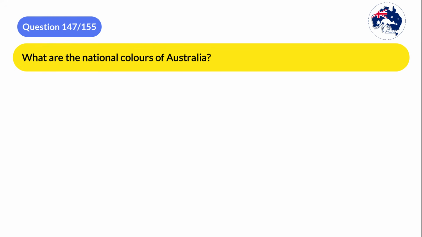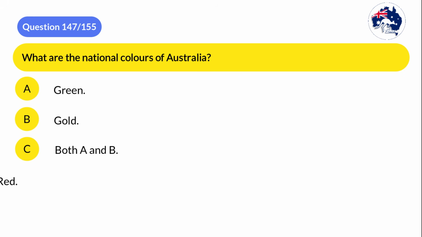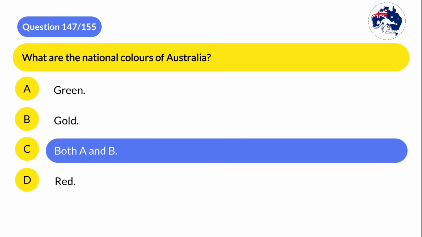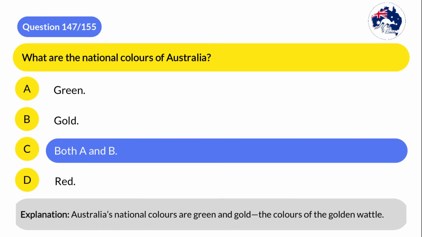Question 147. What are the national colors of Australia? A. Green. B. Gold. C. Both A and B. D. Red. The correct answer is C. Both A and B. Explanation: Australia's national colors are green and gold, the colors of the golden wattle.